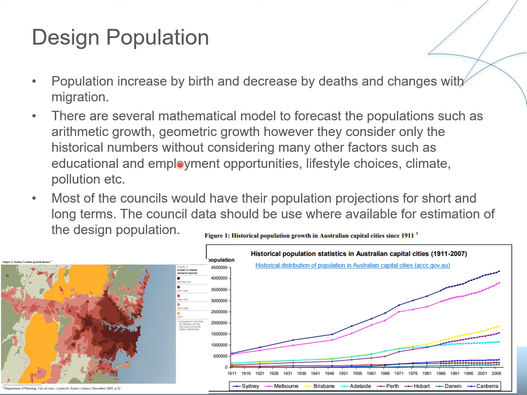However, population growth is not that simple because there are other factors that affect it, for example, education and employment opportunities in the area, lifestyle choices available, climate, pollution, and so on. So many other factors need to be considered. The figure here shows the historical population statistics in Australian capital cities. We can see some cities have grown significantly larger than others, right? So even within Australia, there are some cities which are growing much faster than others.